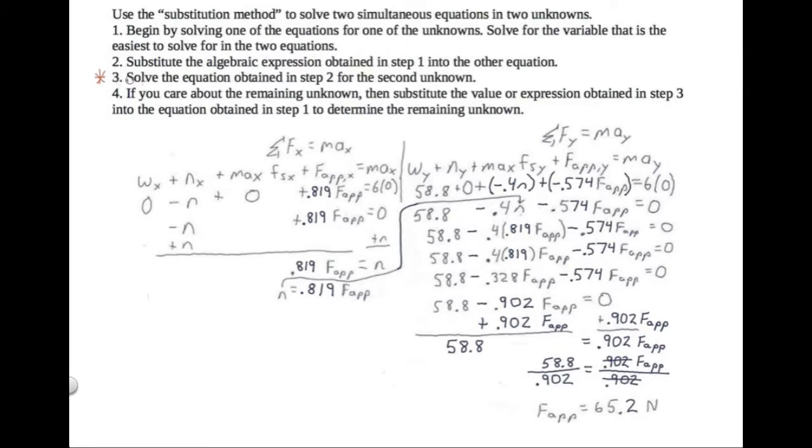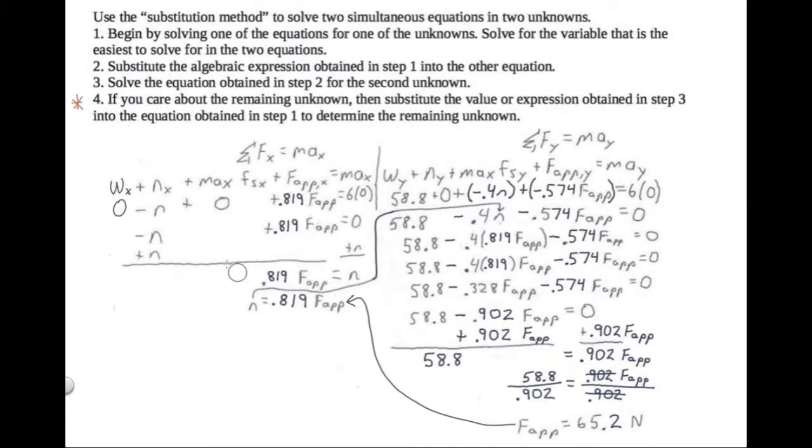So we carried out step 3 of the substitution method, solving this equation for the unknown. Now, if we want to, we can carry out step 4. That would involve taking our result for f applied and substituting it into this expression for n. That would allow us to calculate a value for n.